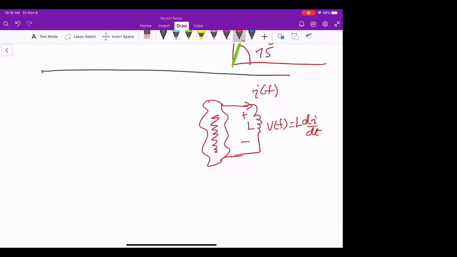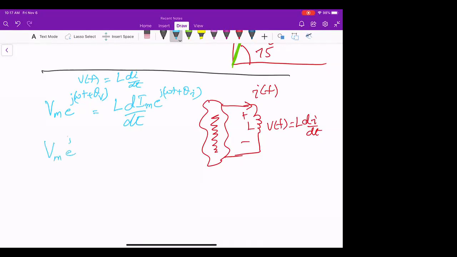So we are saying that Vm e^(j omega t plus theta v) is equal to L di over dt, where i has its own angle, e^(j omega t plus theta i). We have defined theta v and theta i in separate notation so that we can see the difference between them. So when we try to solve this circuit, we will come across it like that.